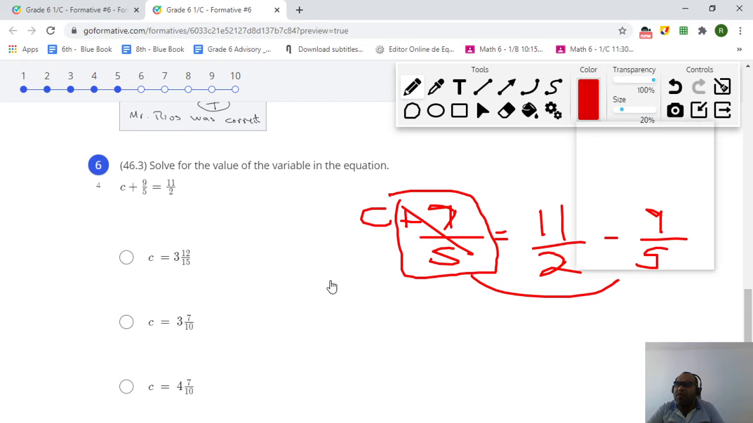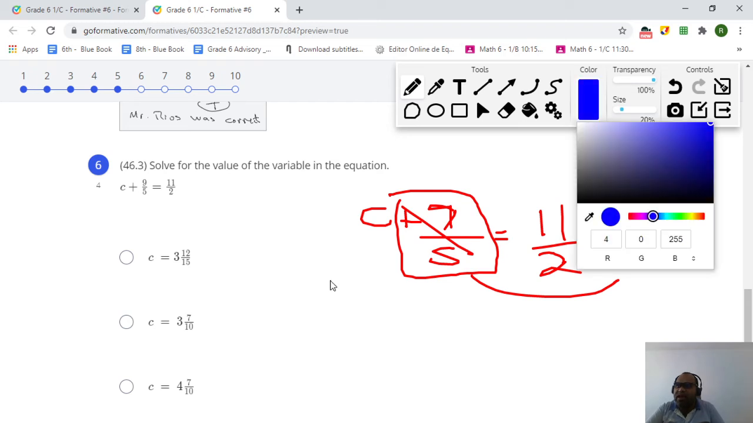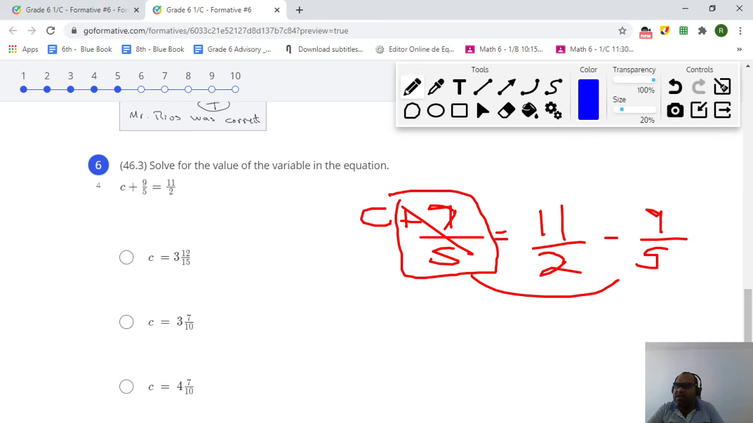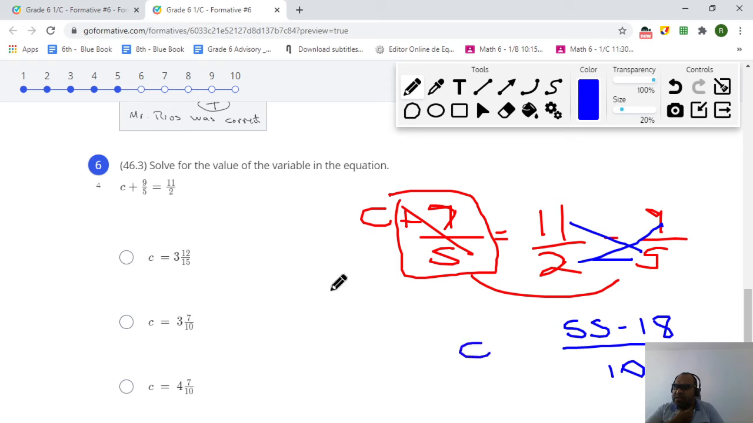And how do I do this? Oh guys, I think you remember the butterfly technique. Yes, I hope. I taught you guys. I hope you remember this one. Multiply the denominators here. 2 times 5, it is 10. Okay? And cross multiply. 11 times 5, 55. 2 times 9, 18. Minus 18. 55 minus 18 over 10, and c equals this one.